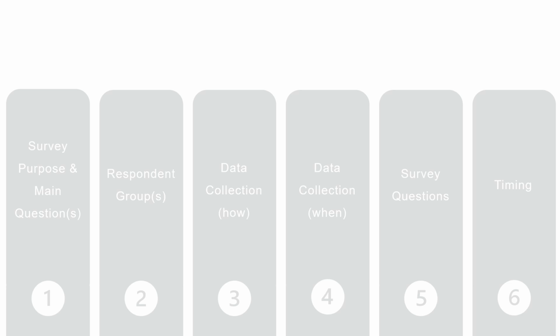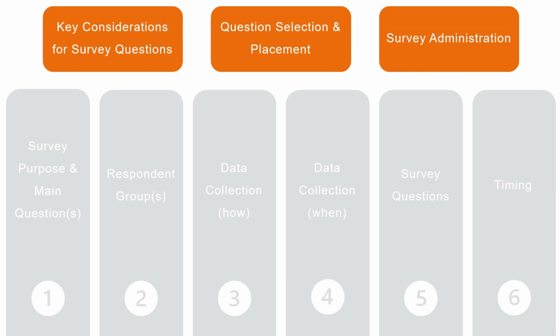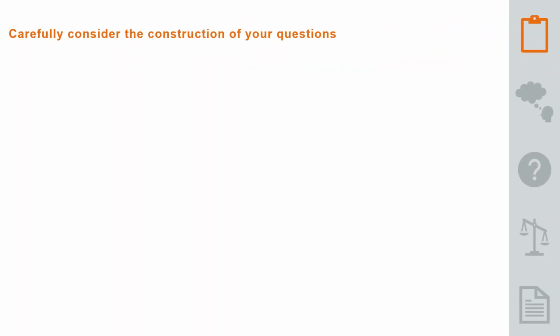In this course, we're going to take a closer look at key considerations for survey questions, question selection and placement, and survey administration. Start with key considerations for survey questions. Carefully consider the construction of your questions. There are a variety of different types of questions you can use: closed-ended versus open-ended, single select versus multi-select, scales, and others. And each has their pros and cons and how they're used.